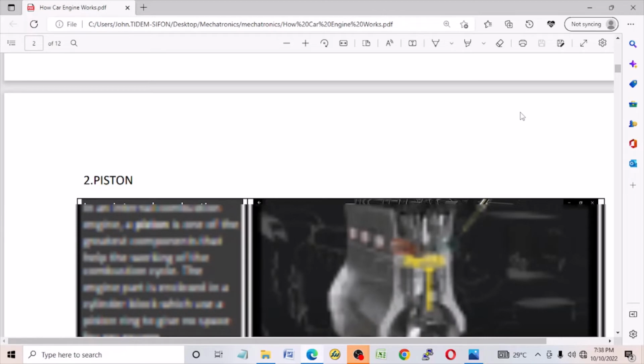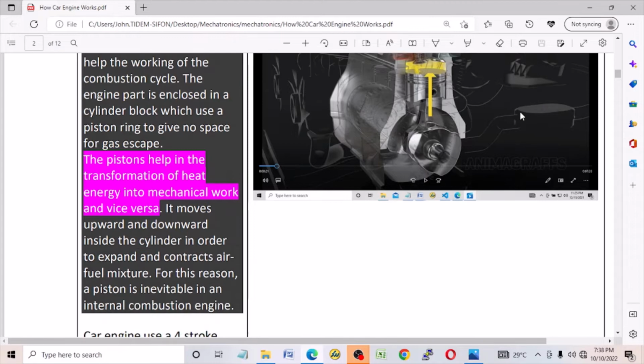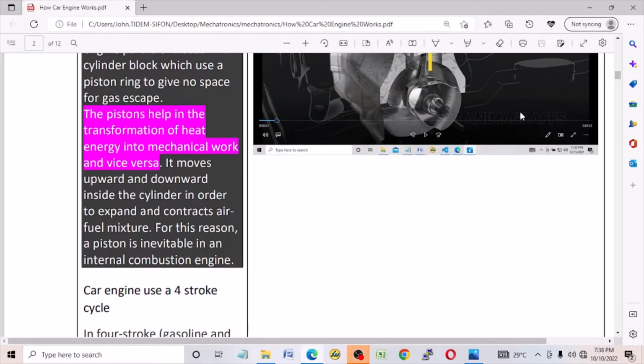The piston helps in the transformation of heat energy into mechanical energy and vice versa. It moves upward and downwards inside the cylinder in order to expand and contract a fuel mixture. For this reason, a piston is inevitable in an internal combustion engine.